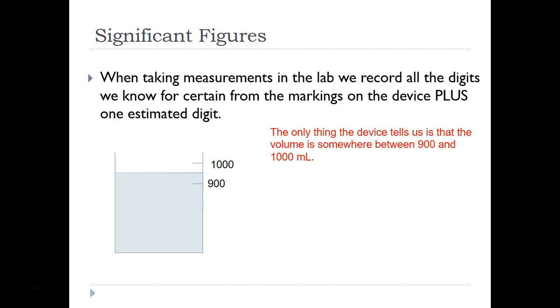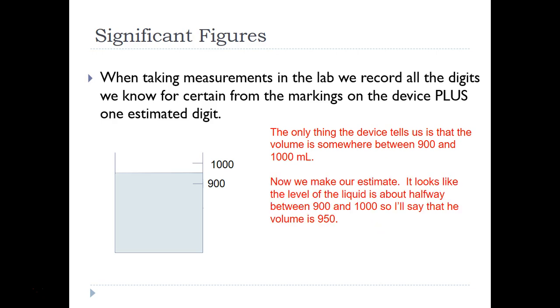Since I've recorded all the digits I know for certain, I get to make my estimate now. It looks to me that the volume level is just about halfway between 900 and 1,000, so I'm going to call it 950. Because this is not a very precise device, I do not have the ability to say that it's 951 or 953. I can only say that it's 950 if I'm following these rules.